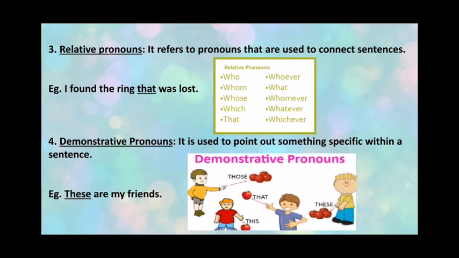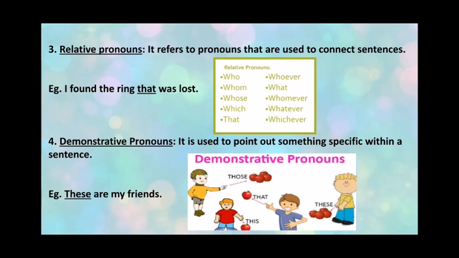Fourth one is the demonstrative pronoun. It is used to point out something specific within a sentence. So words like those, that, this, and these are demonstrative pronouns. For example, these are my friends. So in this sentence, you can see these is the demonstrative pronoun. That means it is pointing out that these are my friends.